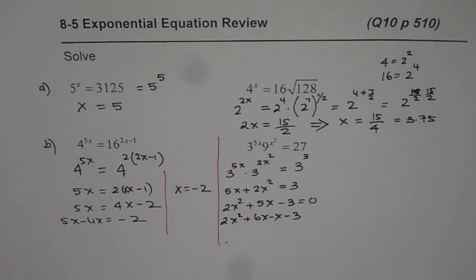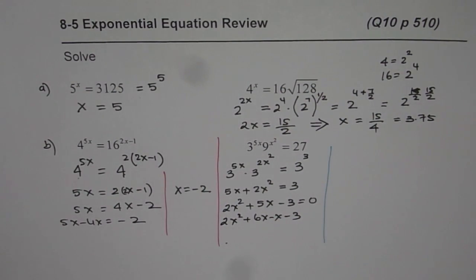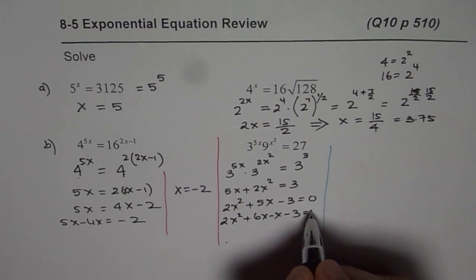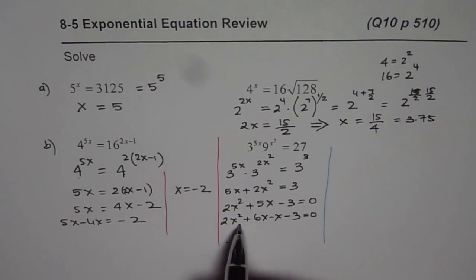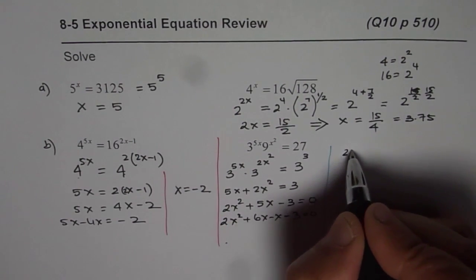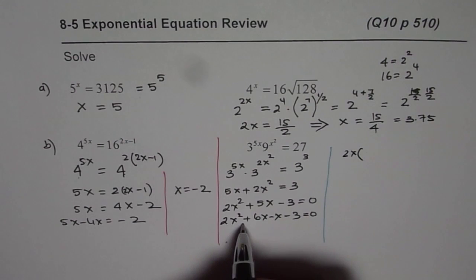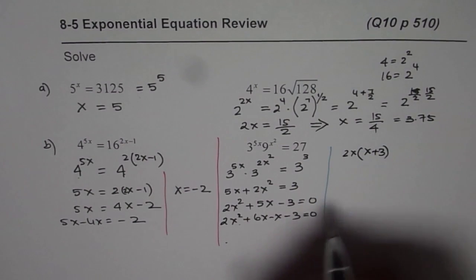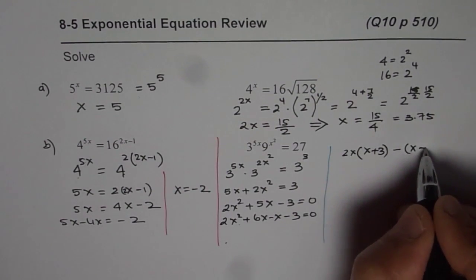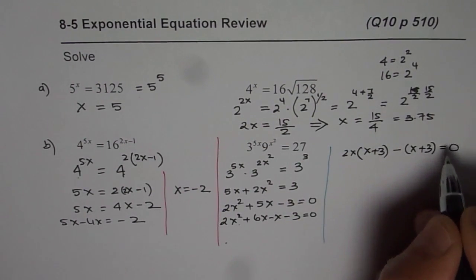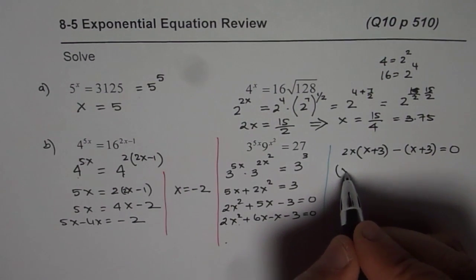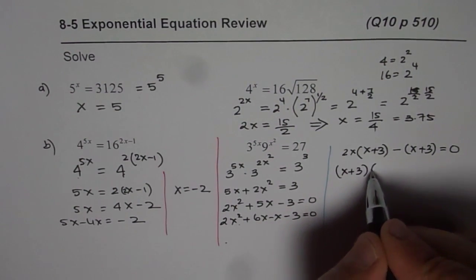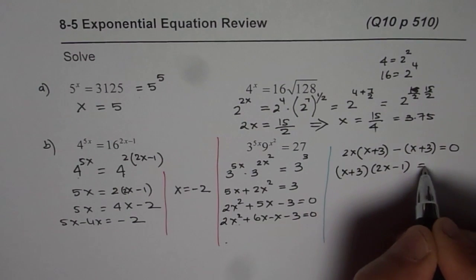Now we are going to solve this equation. We can factor out 2x from the first two terms. So we write 2x, then what do we get? We get x plus 3. And from the remaining terms we'll factor out minus 1, and we get x plus 3 again. Now x plus 3 is common, so we get x plus 3 times 2x minus 1 equals 0.